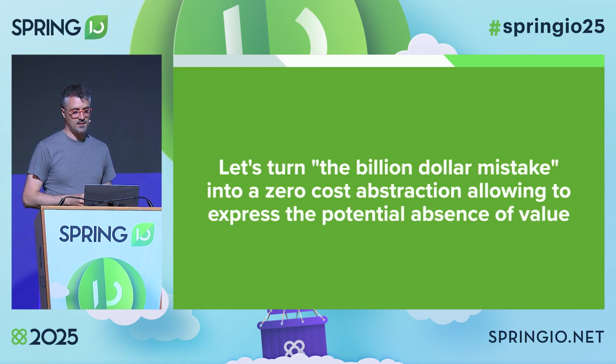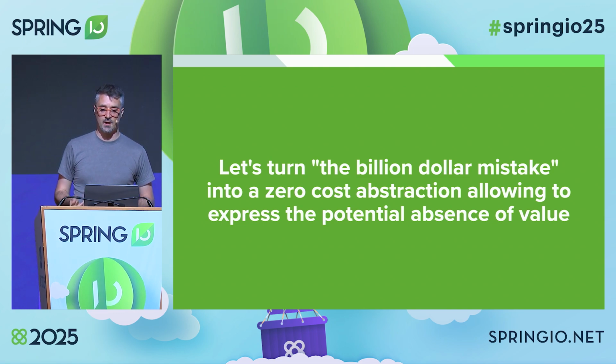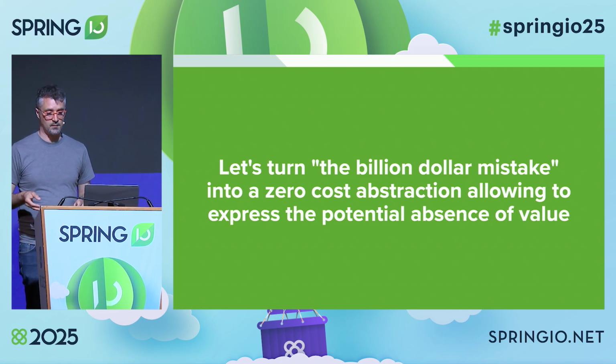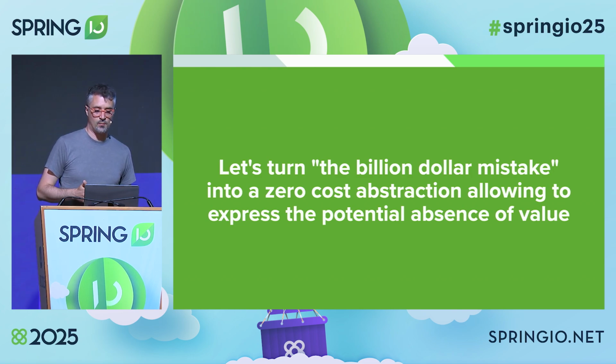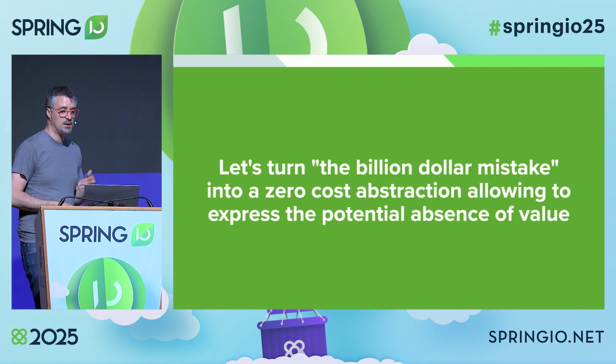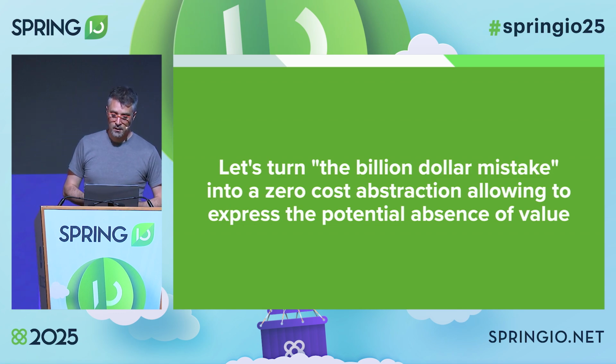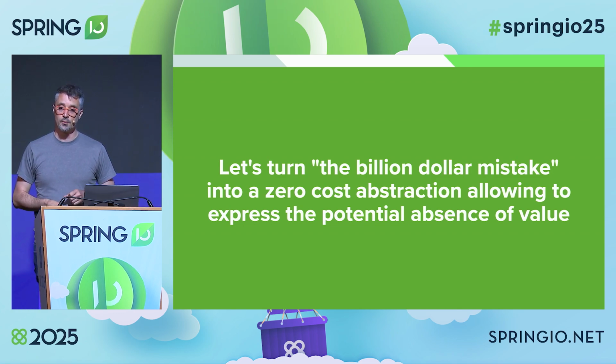And what I like in this is that we collectively turn the billion-dollar mistake, which is the name the creator of null gave to this thing, and in fact I think it is more a trillion-dollar mistake, because the cost is crazy huge, into a zero-cost abstraction, a bit like Rust is doing, allowing us to express the potential absence of value. So we turn a drawback into a new feature, and I think that's pretty exciting.